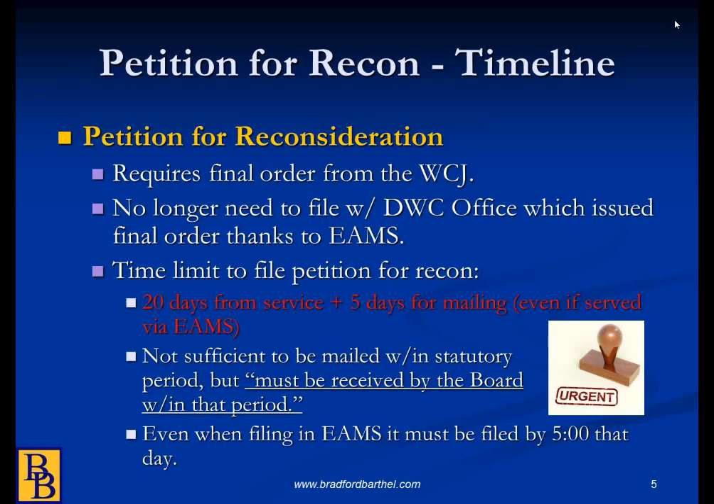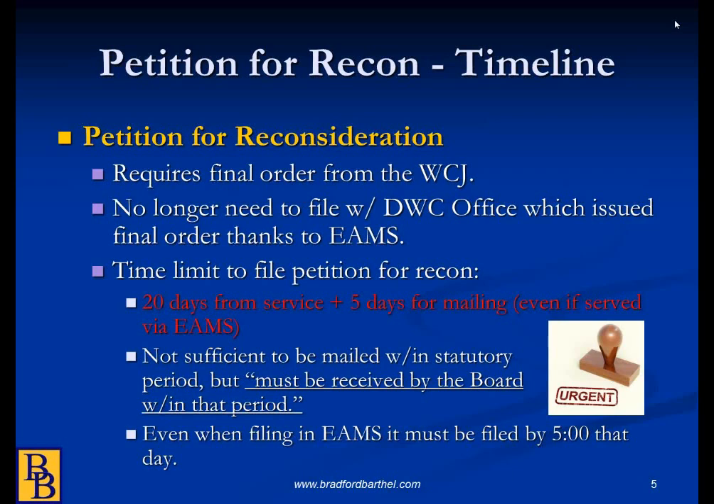And you get that 5 days even if it's e-filed on, or if it's served on you via EAMS. And what that means basically is you have 5 days from the date that it's uploaded into EAMS and sent to you, plus an additional 20 days thereafter to file your petition.